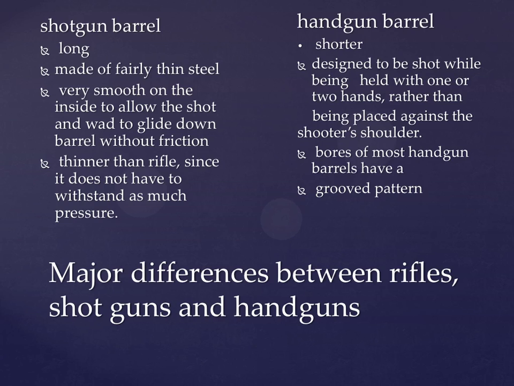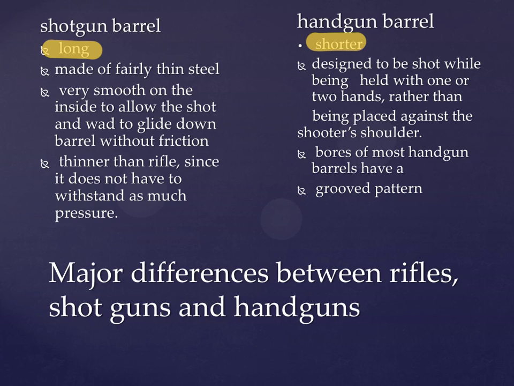So starting with shotguns, we're looking specifically at their barrels because that's really where the majority of the differences are. A shotgun tends to have a long barrel, so we're going to highlight that, whereas handguns tend to have a shorter barrel. And you'll see when we flip over that rifles also have a long barrel.